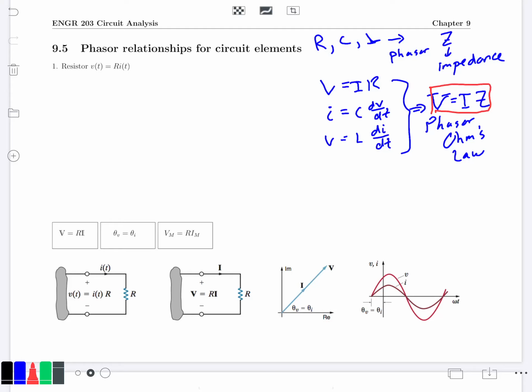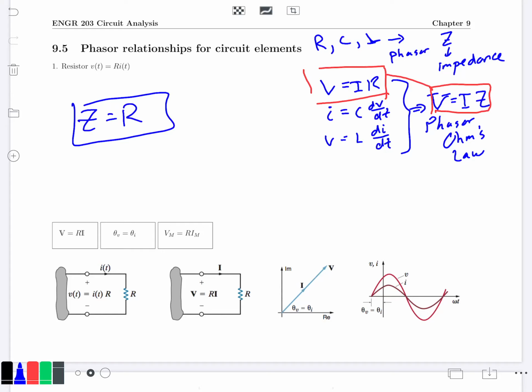Well, if we compare that to the one for a resistor, in order for both to be the same equation, you need Z to be equal to R. So it's kind of boring for a resistor. When you get a phasor version of a resistor, it is just R. But it's going to be more interesting when we look at the other situations.